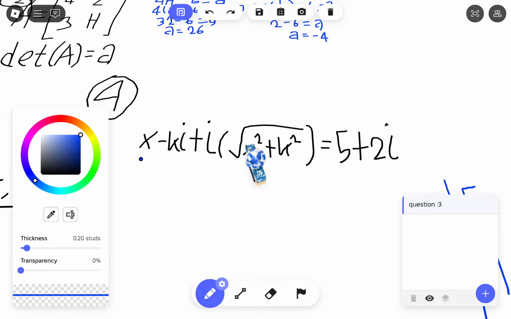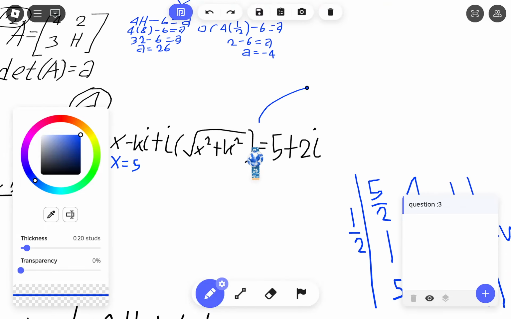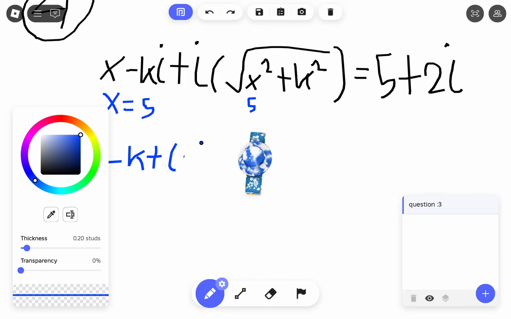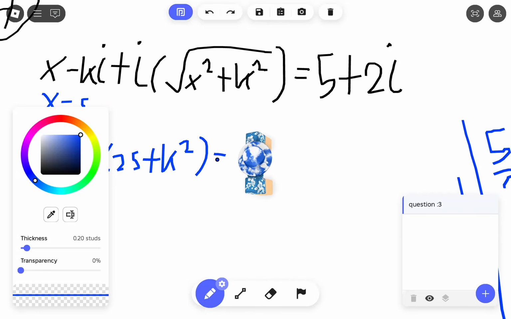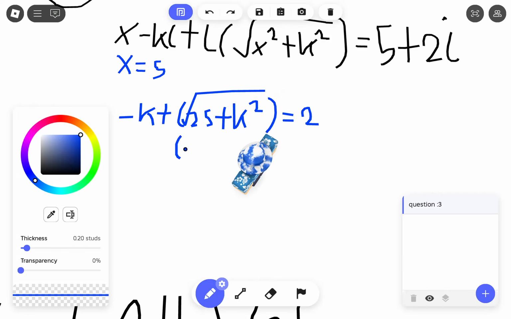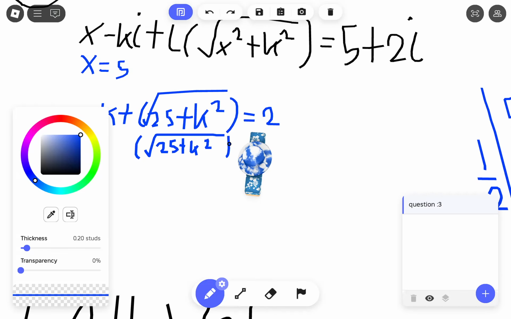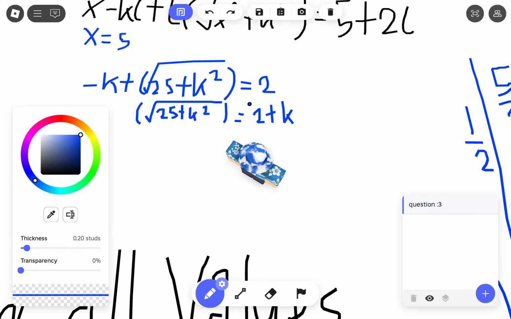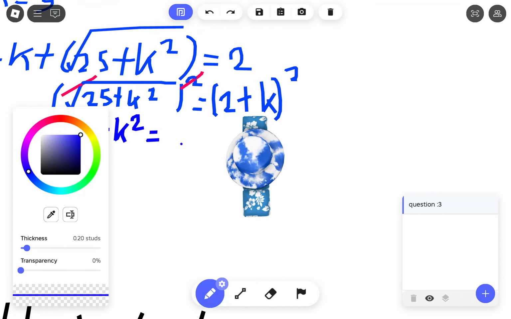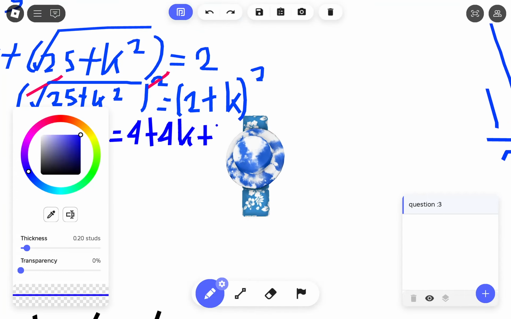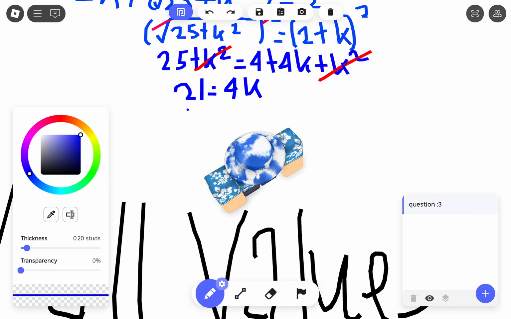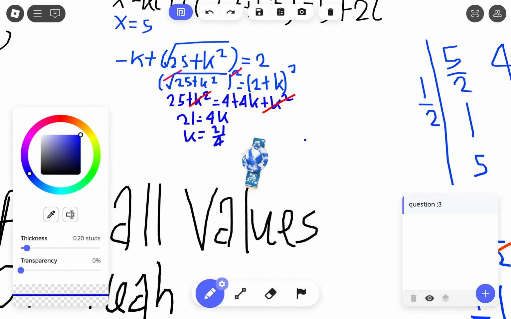Now we just have to solve this complex equation. First, separate the real and complex parts. This will give us x equals 5. Now, plug that into the complex part and solve for k, so k equals 21 fourths.